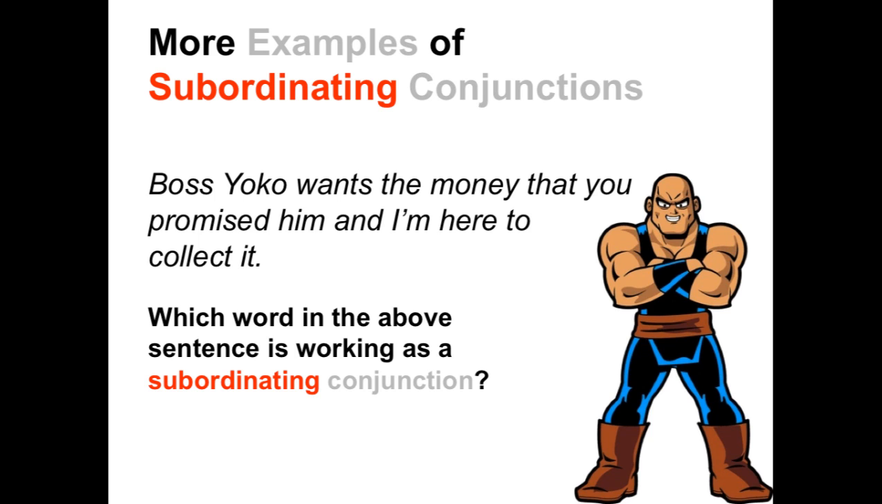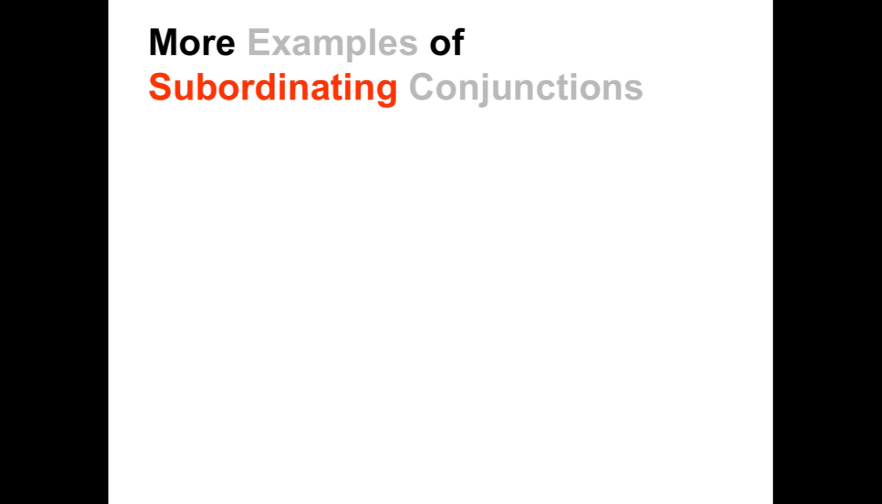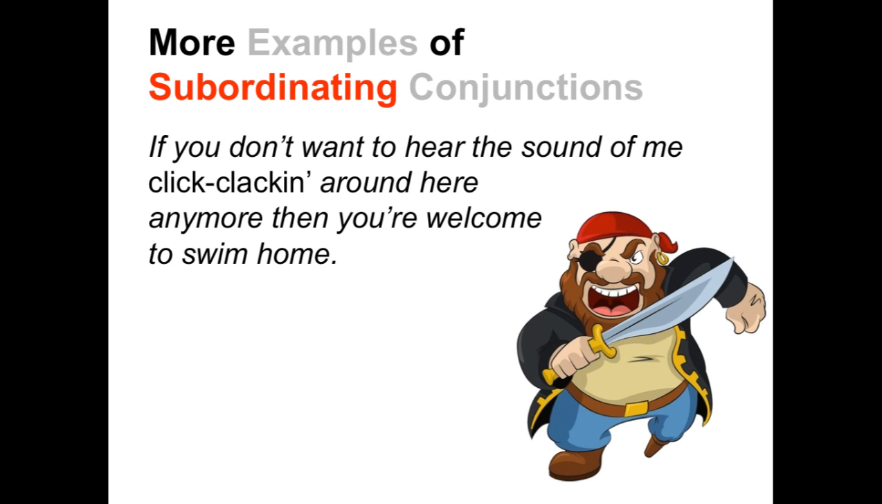But there's also one more clause, and I'm here to collect it. And, however, is not a subordinating conjunction, it is a coordinating conjunction. Therefore, the only subordinating conjunction in this sentence is the word that. Here's another example of a sentence using a subordinating conjunction. If you don't want to hear the sound of me click-clacking around here anymore, then you're welcome to swim home.